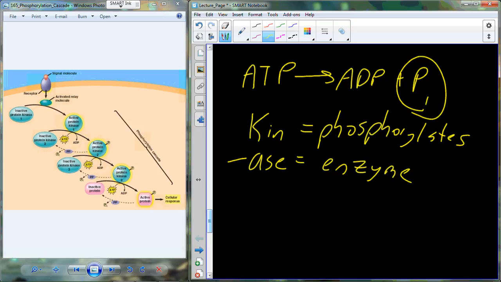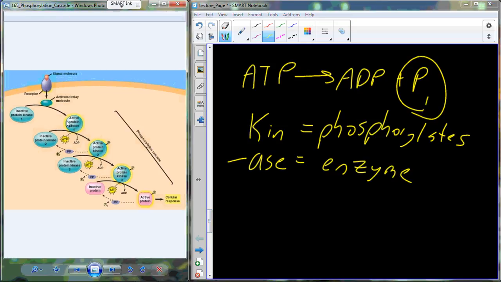Okay. So my inactive protein kinase 1 becomes an active protein kinase 1. Inactive means it's not phosphorylating. Active means it's phosphorylating. What's it going to phosphorylate? Well, it's going to phosphorylate another protein kinase because it's a phosphorylation cascade. So protein kinase 2 in its inactive form, in the presence of an active kinase 1 and ATP to get the phosphate, is going to become active by being phosphorylated.